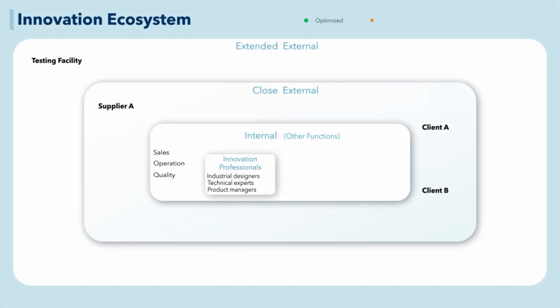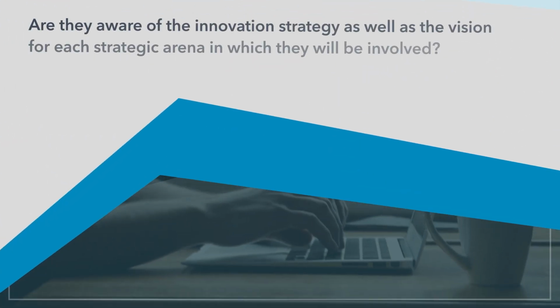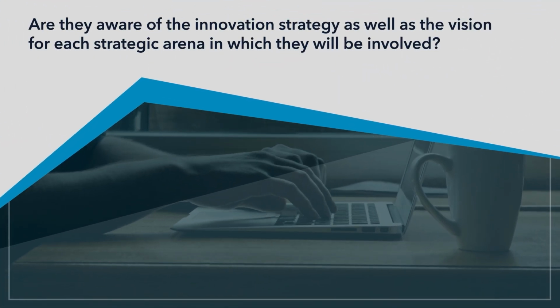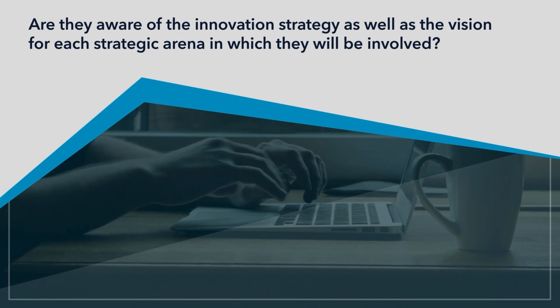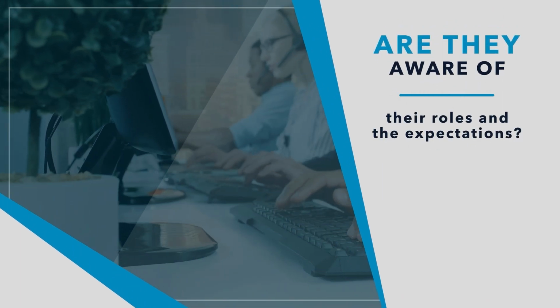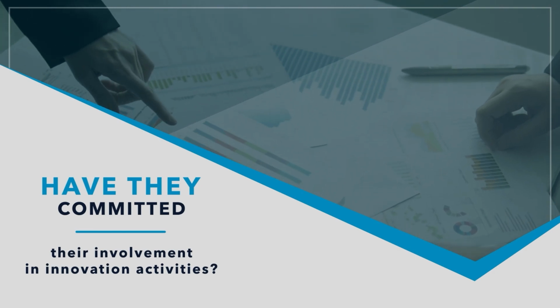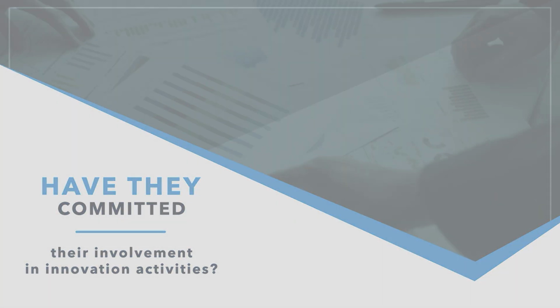Once the mapping is completed, the assessment of the ecosystem begins. This aims to determine the readiness of the stakeholders to contribute to implementing the innovation strategy. Determining how performant the stakeholders are includes assessing the following questions. Are they aware of the innovation strategy as well as the vision for each strategic arena in which they will be involved? Are they aware of their roles and the expectations? And have they committed their involvement in innovation activities?